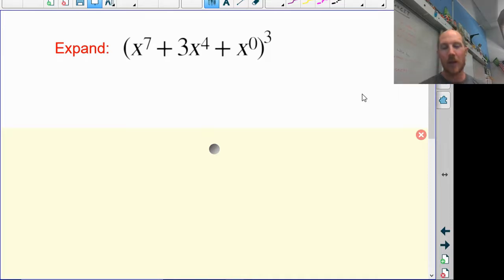Okay, so if we have some polynomial model, for example, let's say we have some crazy weird die and it's got one side with a 7, 3 sides that show a 4, and one side that shows a 0 on it. We're going to take that funky die and roll it 3 times, add together those 3 rolls. Okay, or maybe this represents something else. I don't know. But if we need to multiply this polynomial by itself 3 times, what are our options?